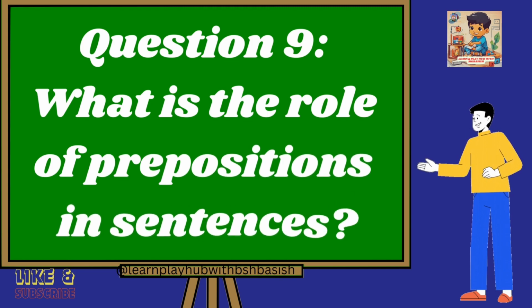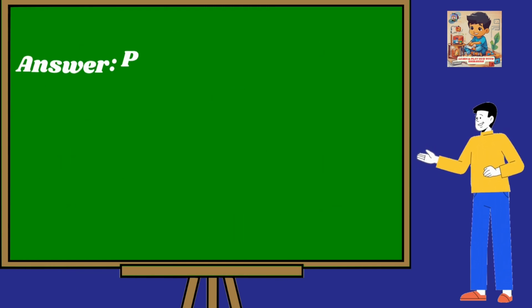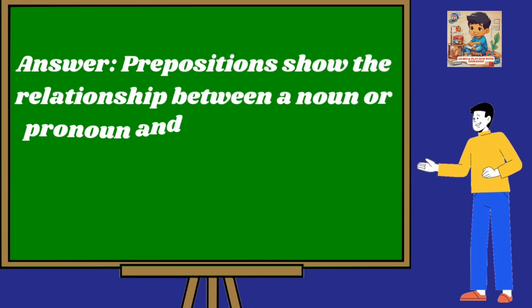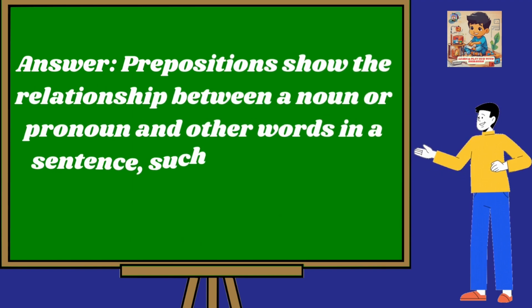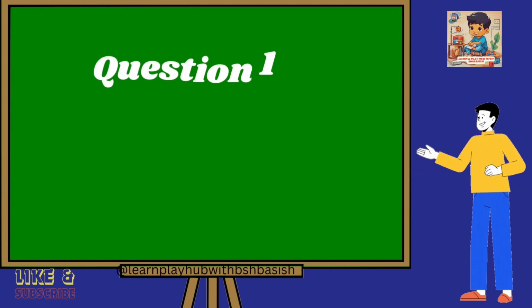Question 9. What is the role of a preposition in a sentence? Answer. Prepositions show the relation between a noun or pronoun and other words in a sentence, such as location or direction.